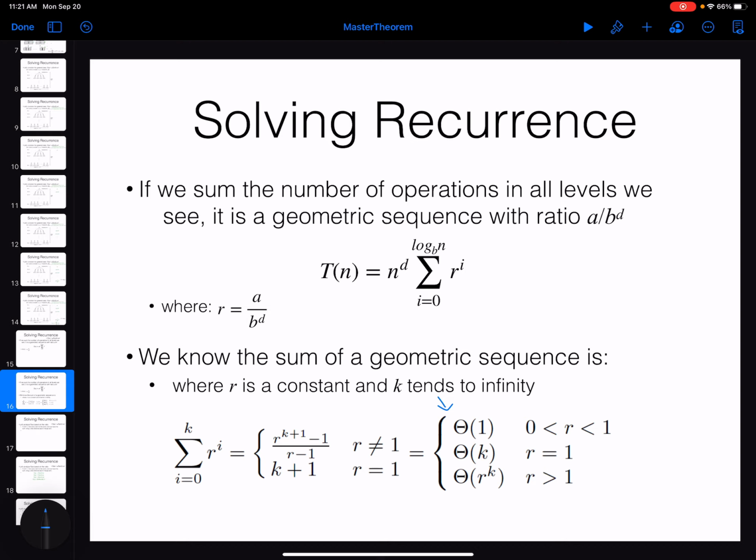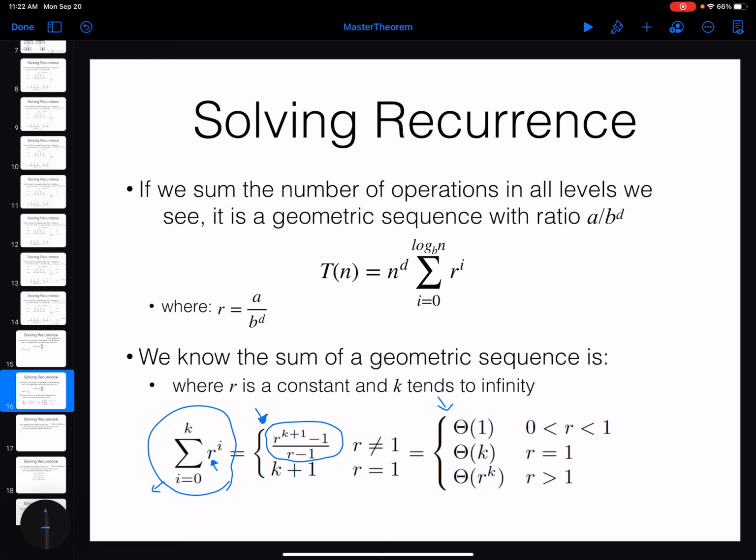For any geometric sequence, any geometric summation that you have, based on the ratio, the result is going to be equal to this formula. Although the formula looks complicated, it is not. The final result is important for us. I don't want you to memorize the full formula here. But just know that if the ratio R is equal to 1, this summation is going to be very simple.